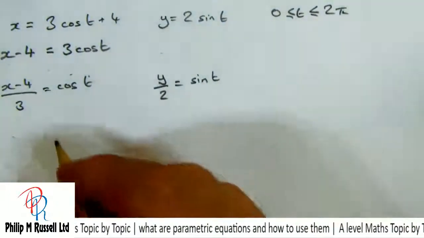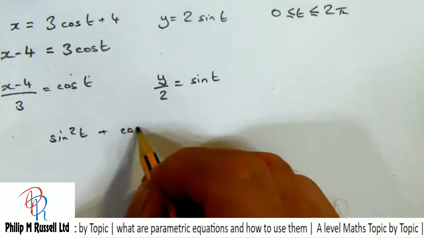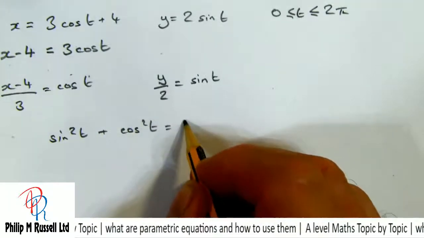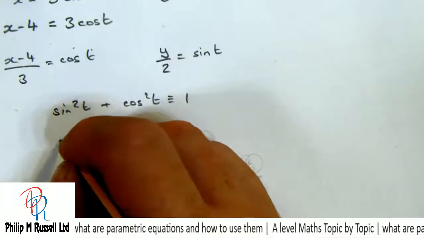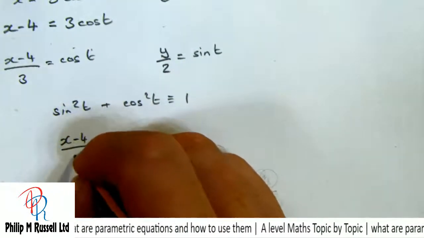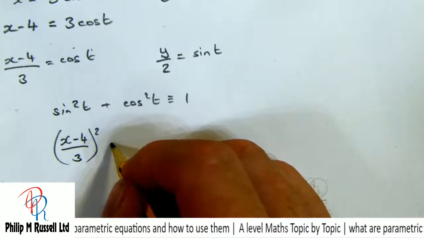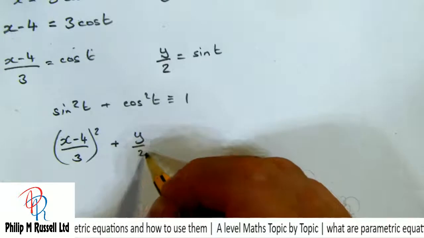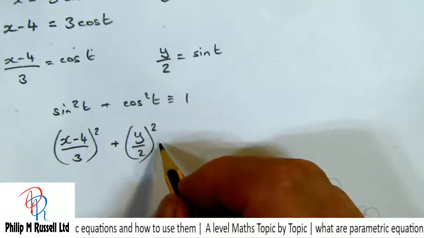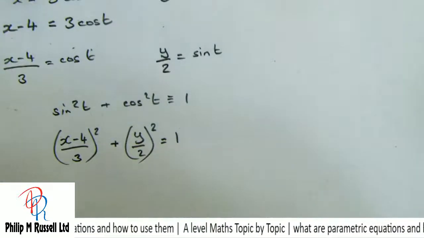I know from my work that sine squared t plus cos squared t equals 1. So let's substitute into there, exactly the same as we did before, and so I've now got x minus 4 over 3 squared plus the other equation, which is y over 2 all squared, and that equals 1. So there is my equation.